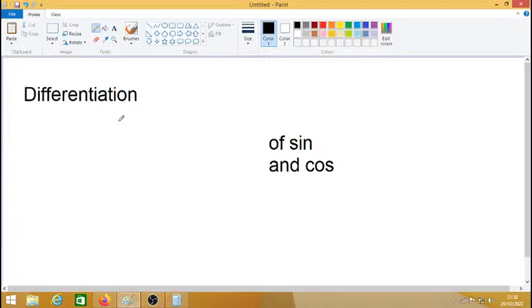This is a live lesson on Year 2 A-Level Maths, Pure Maths. And this is a new chapter. It's differentiation, the chapter on differentiation, building on from what you did in Year 1 and going into some of the more advanced things. First lesson today is how do we differentiate sine and cos?